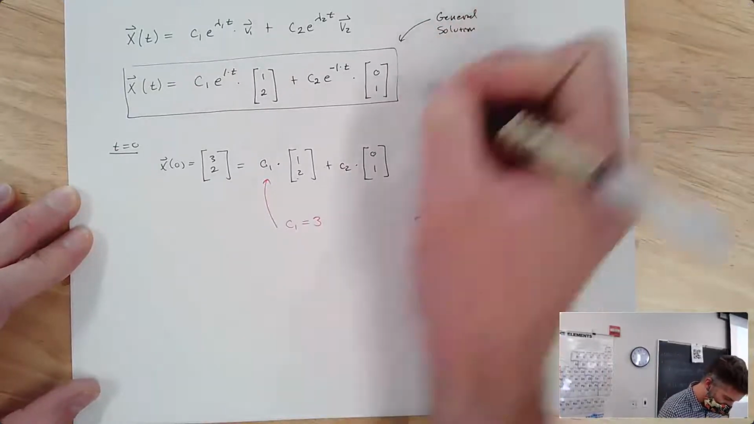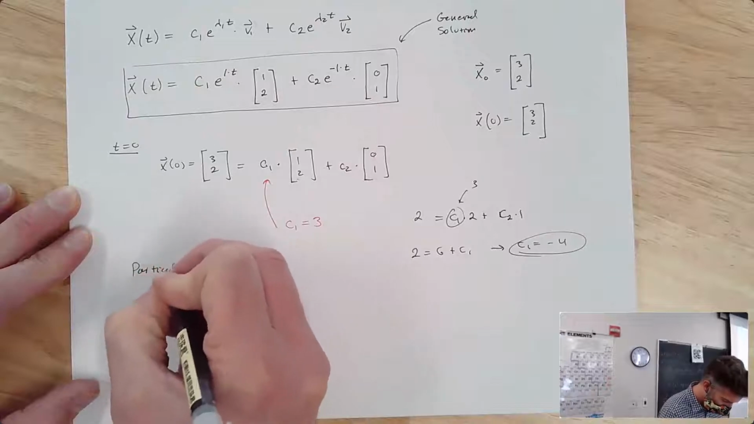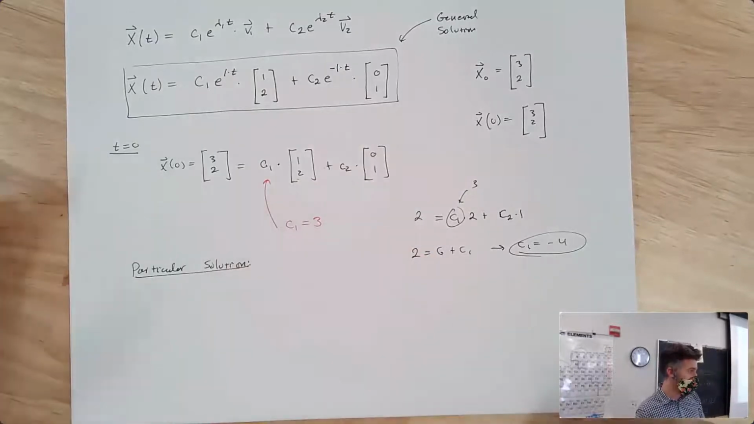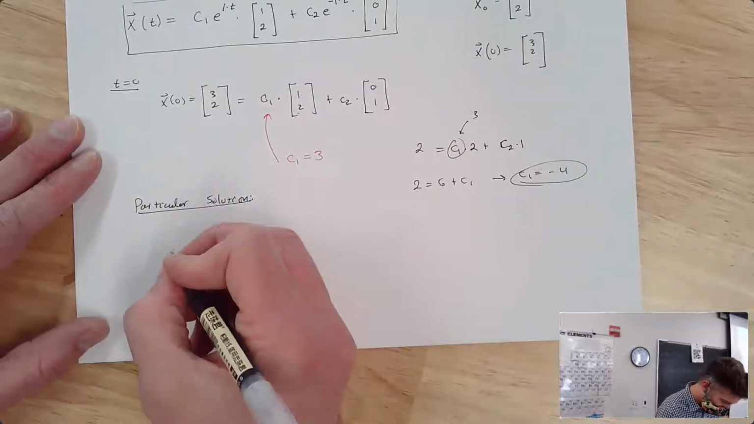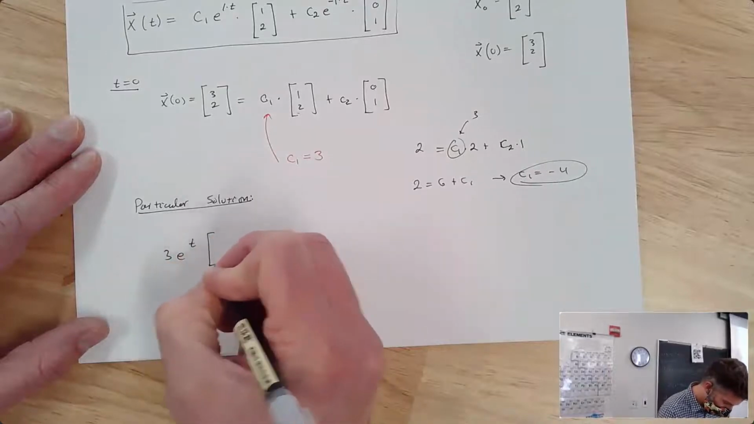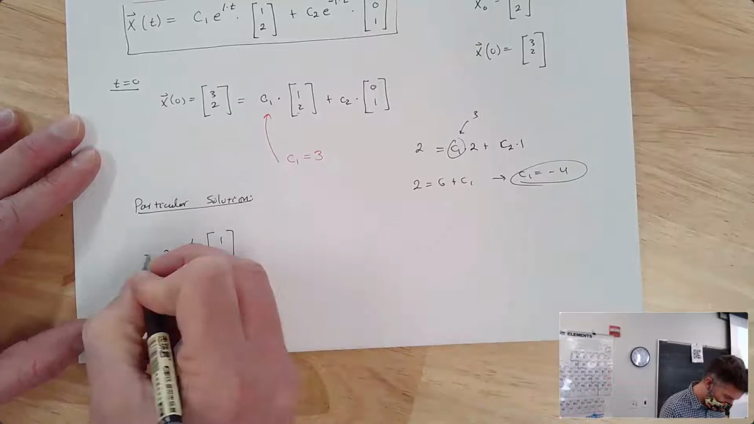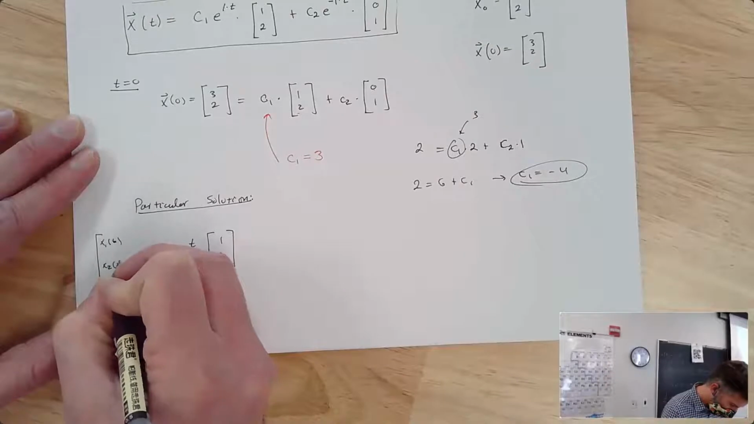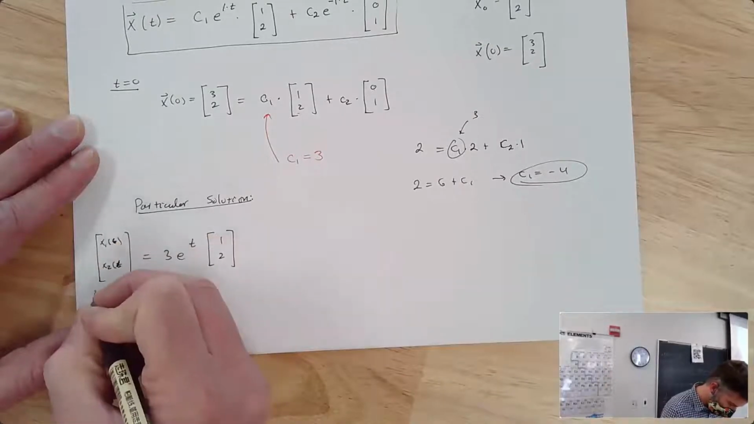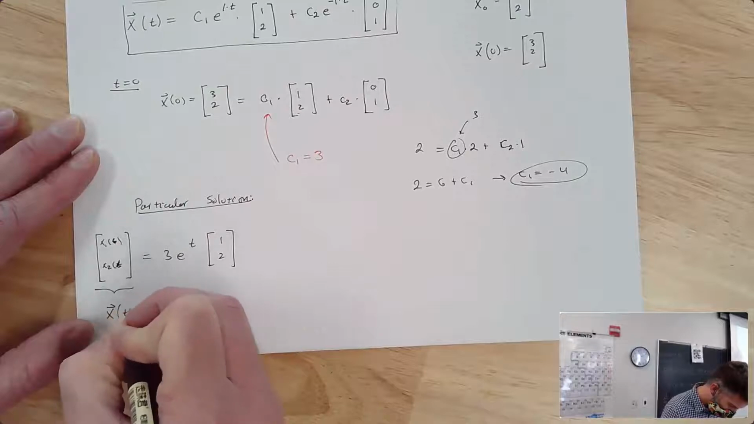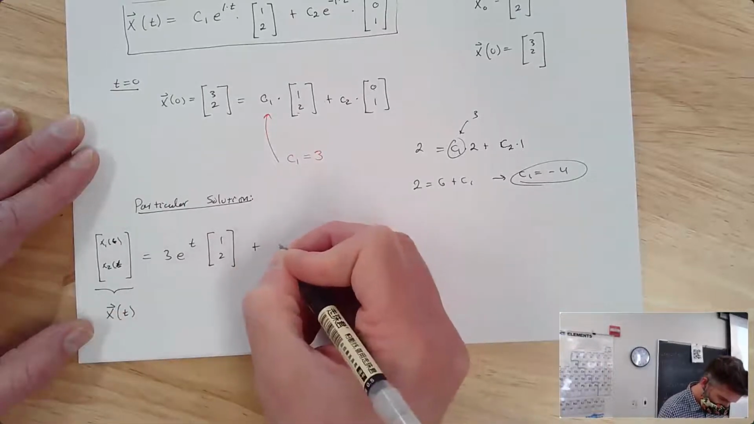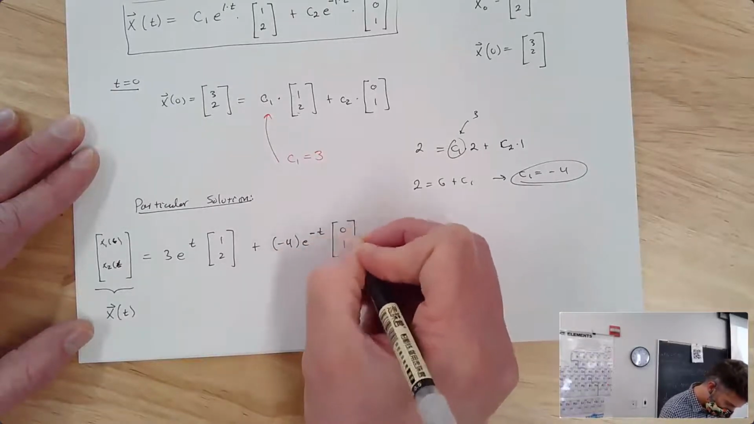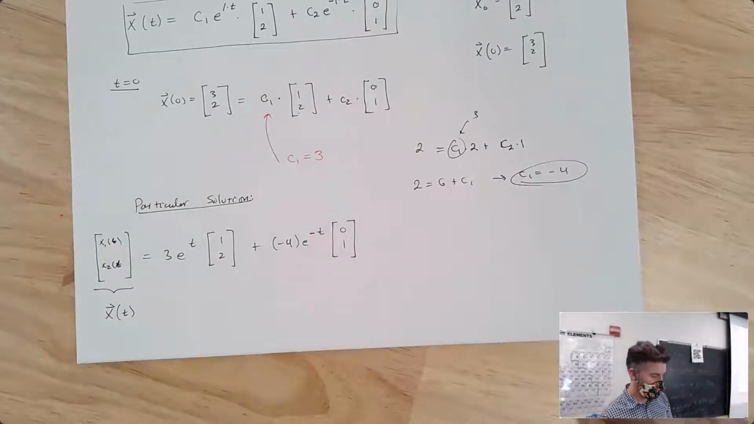And your particular solution, using the given initial condition, is just the same thing with the C1 and C2 values written in. So it's going to be 3e to the t times 1, 2. I should really write this as equal to x1 of t, x2 of t. Or if you prefer, you can write it just as the vector notation x of t, plus c2 e to the negative t, 0, 1. That's our particular solution.